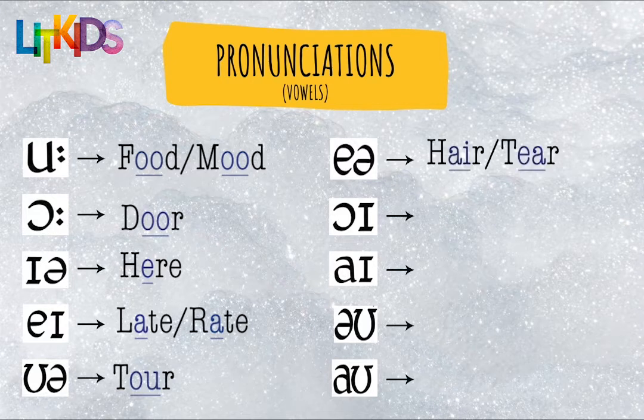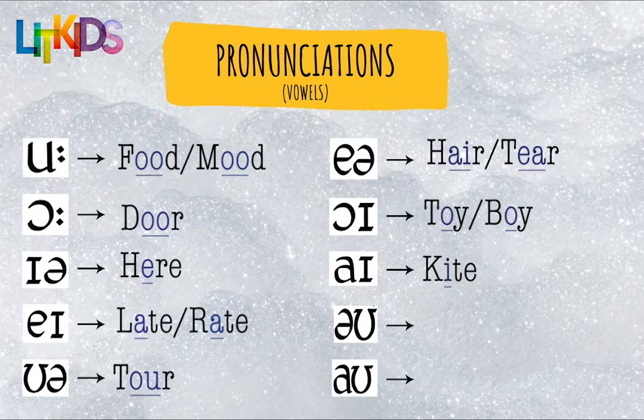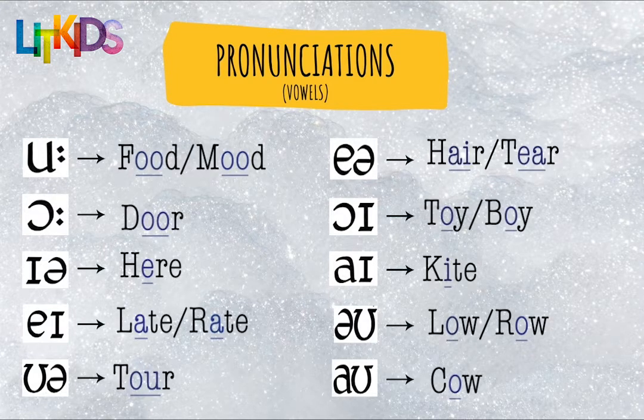You have the E, which is the kind of sound you would find in hair and tear. If you pronounce it slowly, you'll see that it would be pronounced tear, which is kind of the E and the sound you see over here. You have the oi sound, as in toy and boy. You have the I sound, as in kite. And then you have the O sound in low and row. And finally, you have the ow sound, as in cow.